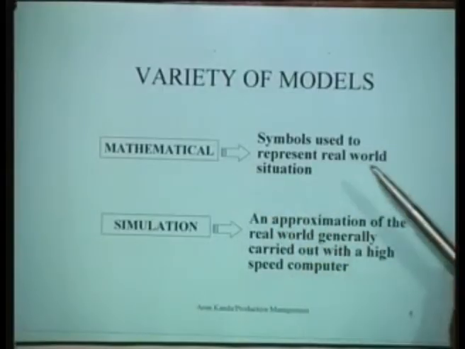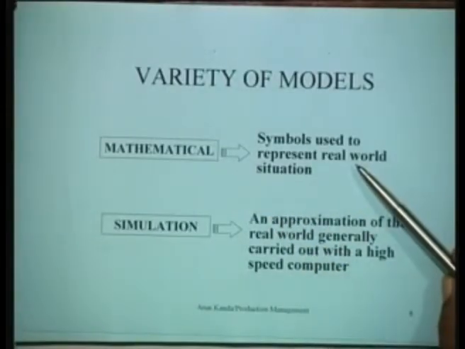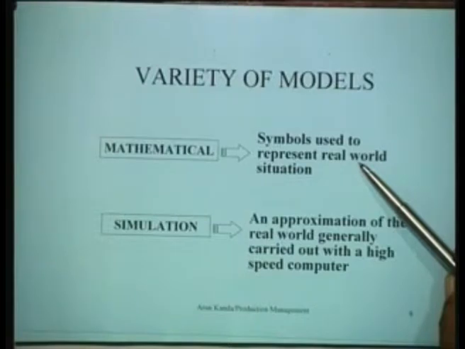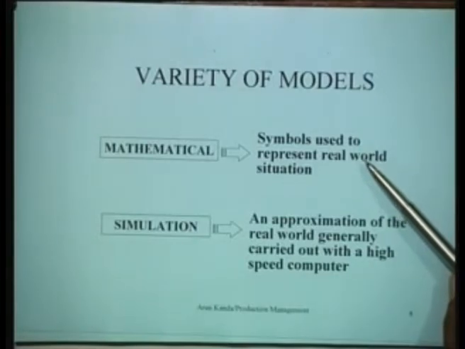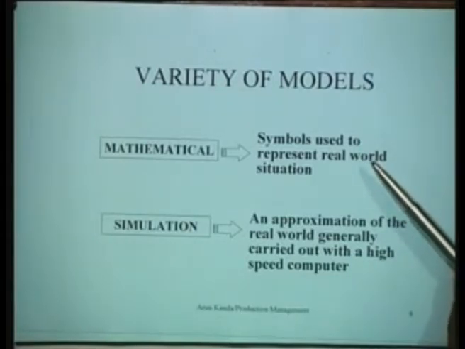Or there could be models which are mathematical. Essentially, mathematical models are those models where symbols are used to represent real life situations. You might want to represent the pressure by a variable P, the volume by a variable V, and depending upon the situation, you might say PV is equal to constant, or PV to the power eta is equal to constant. That is in fact a mathematical model of that particular situation of how gases behave.